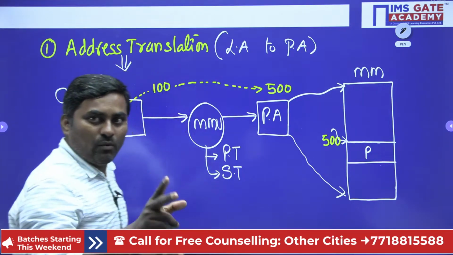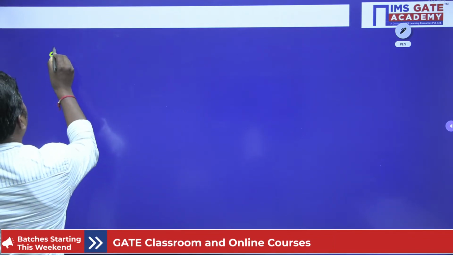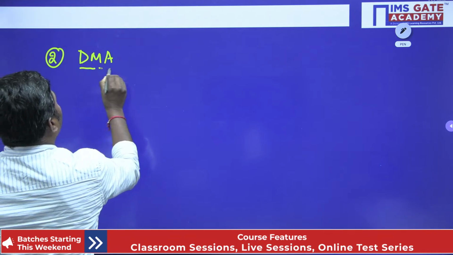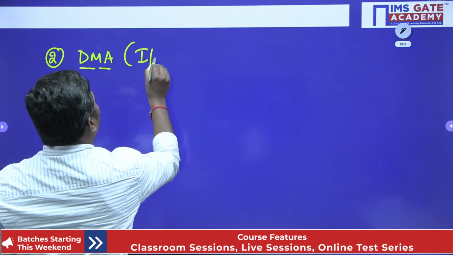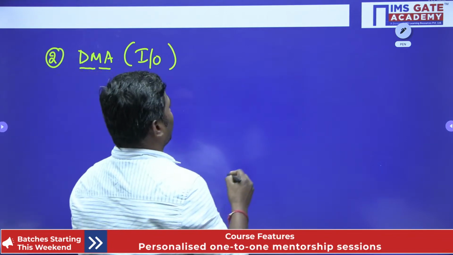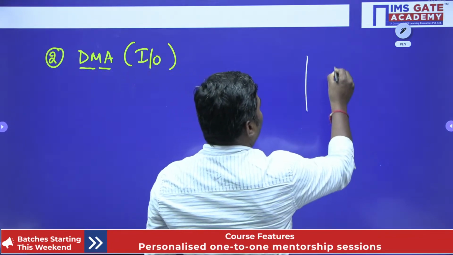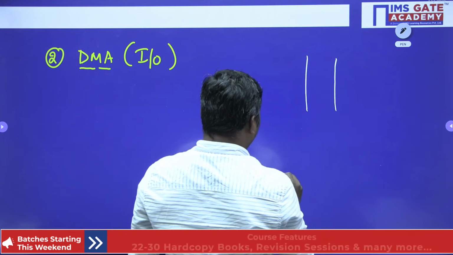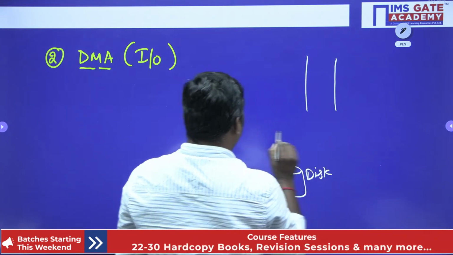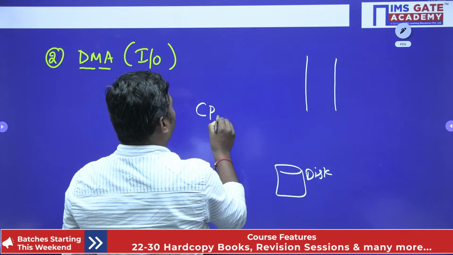Respond. Now the second one I am trying to say is the DMA support. DMA support for what? IO operations, which are nothing but memory transfers. Please observe here. This is a memory, here is a disk, and here is a processor.